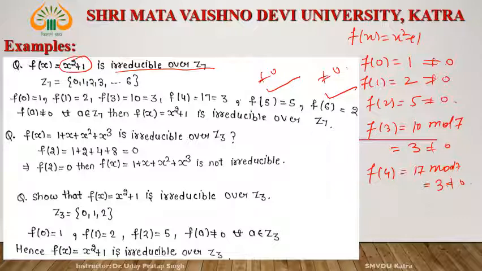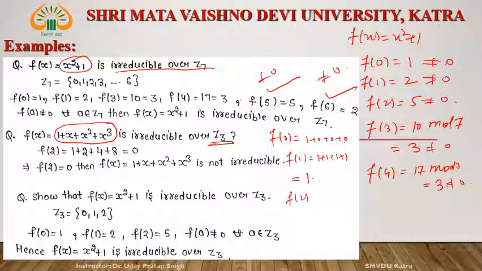Okay. Similarly, consider this one. See whether this possesses any root in Z3. What is f(0)? f(0) is equal to 1 plus 0 plus 0 plus 0, that is 1. What is f(1)? 1 plus 1 plus 1 plus 1, 4. 4 modulo 3 is equal to 1. What is f(2)? f(2) is equal to 1 plus 2 plus 4 plus 8, that is 15. 15 modulo 3 is equal to 0. It means f(2) is equal to 0.